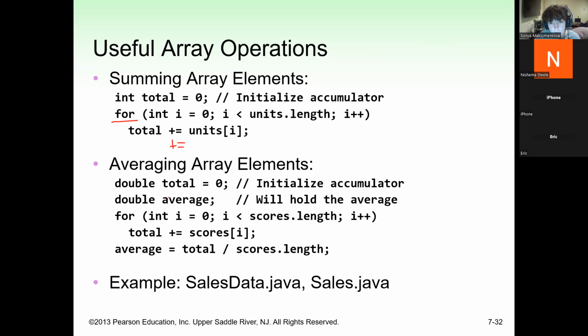Now this is how you would calculate your average. In this case, it's the same thing. We have an accumulator that's going to run our total. Then we create a variable that's going to hold our average. And all we do is use the same piece of code that we use here to sum all of our values in an array. Then we just divide our total by the length of our array, which gives us the number of elements that we have in our array.